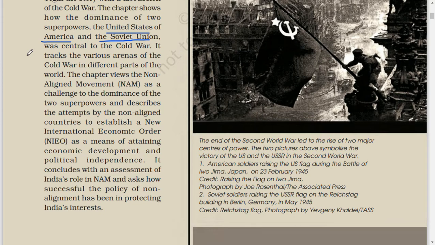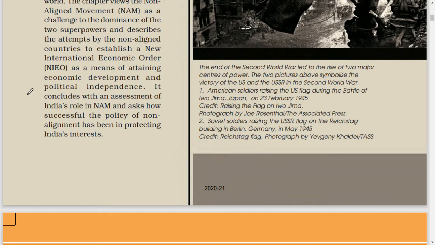The chapter views the non-aligned movement (NAM) as a challenge to the dominance of the two superpowers and describes the attempt by the non-aligned countries to establish a new international economic order (NIEO) as a means of attaining economic development and political independence. It concludes with an assessment of India's role in NAM and asks how successful the policy of non-alignment has been in protecting India's interest.